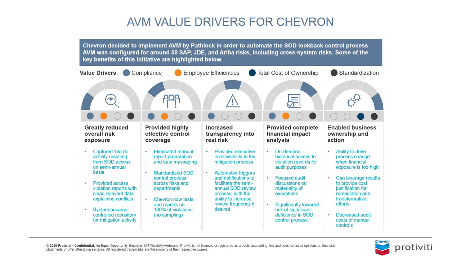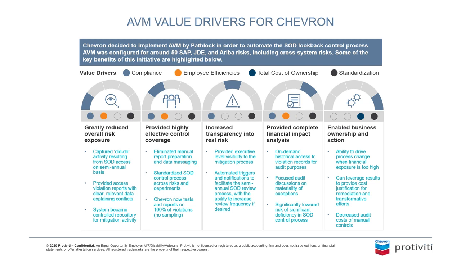Highly effective control coverage as well. This kind of bleeds into the next section in terms of transparency. Chevron was able now with AVM, through having an automated solution and not having to do this manually, to get visibility into the whole universe of SOD risks that were being transacted on within the organization, for the risks that we set up, obviously, as opposed to having to do that on a sample basis as they did before, just due to the level of manual work involved in compiling those reports manually out of the various systems.